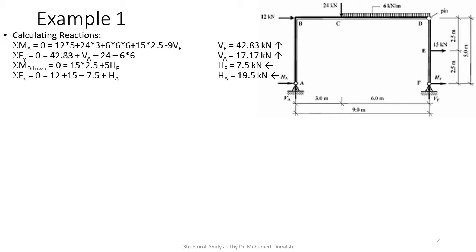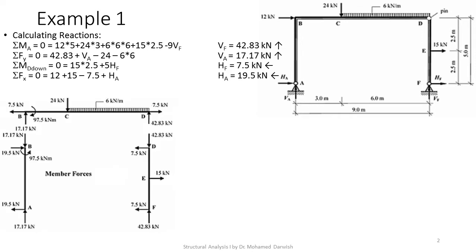So sigma Fy equals 42.83 plus VA minus 24 minus 6 times 6. So VA is 17.17 kilonewton up. Sigma M down equals 0, equals 15 times 2.5 plus 5 times HF. So HF equals 7.5 kilonewton to the left. Sigma Fx equals 0, so 12 plus 15 minus 7.5 plus HA, so HA is equal to 19.5 kilonewton to the left.